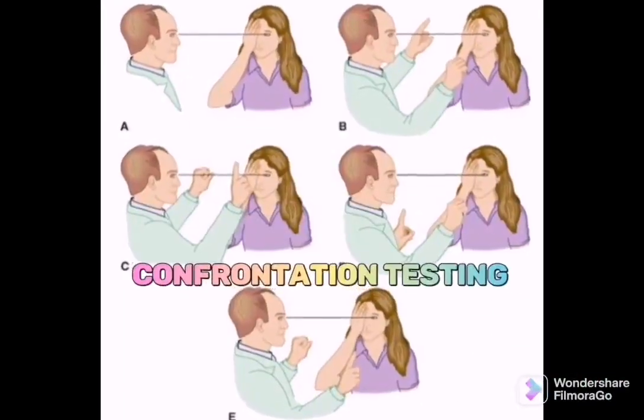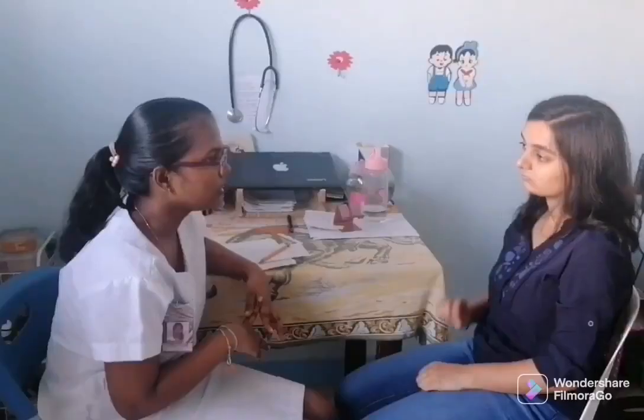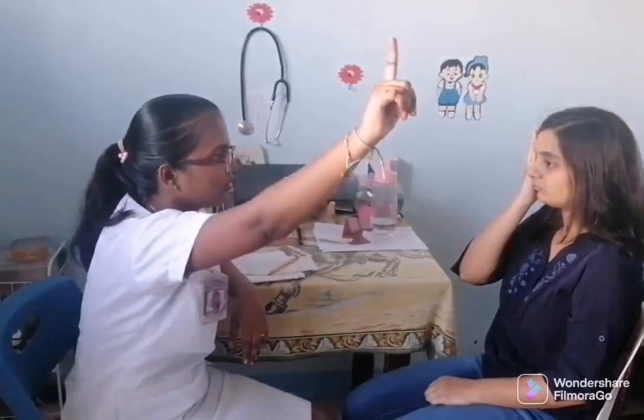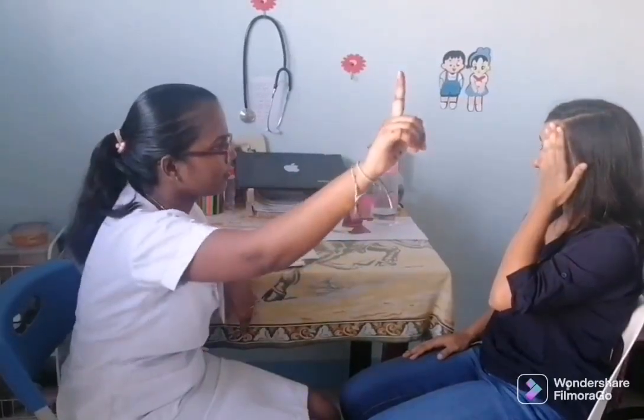The second one is confrontation testing. It's a neurological test for visual field changes. So, now close your right eye and focus on my nose and follow my instructions, okay? In each quadrant, I'll show the fingers. Can you tell me the number? Okay. So, close your right eye and focus on my nose. One, one, one. Now can you close the left eye and focus on my nose? One, one, one.